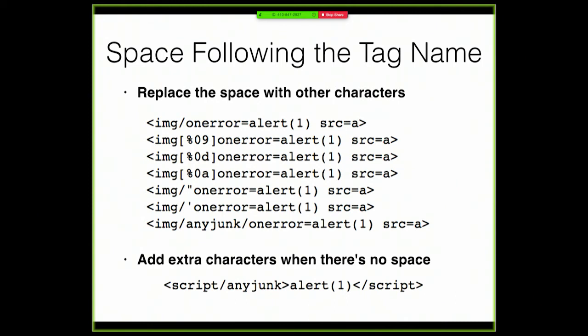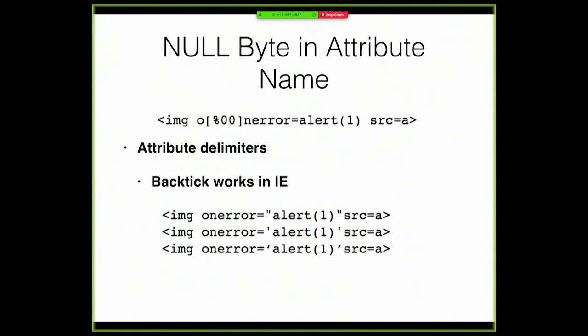You can also add extra tags where there be no space. You can also put comments in the middle of tags, and they'll be ignored, but they'll mess up the filter. You can put null bytes in an attribute name. In IE, you can delimit things with a quote, an apostrophe, or a backtick. But the people that write web application firewalls don't always know that.